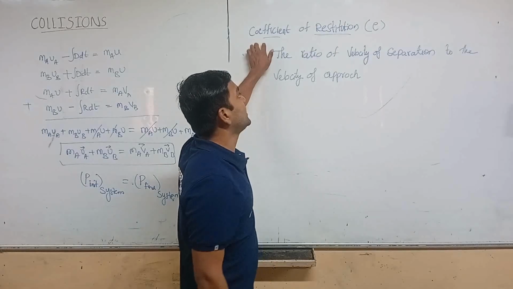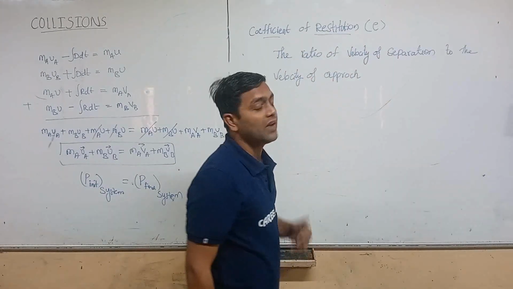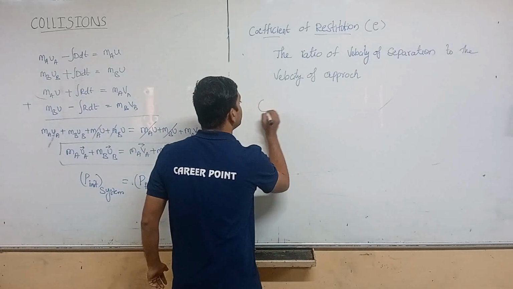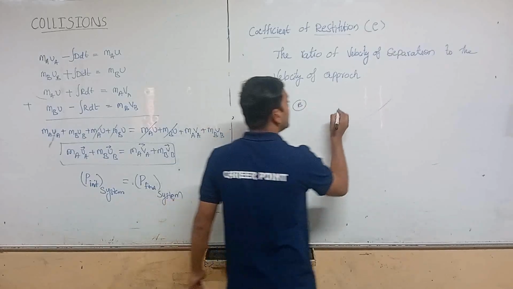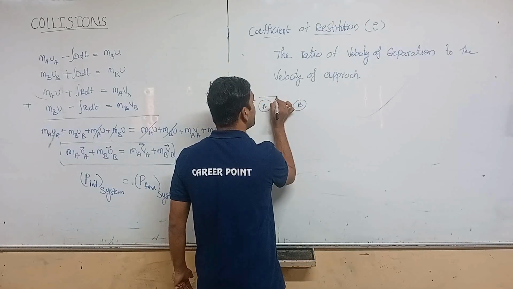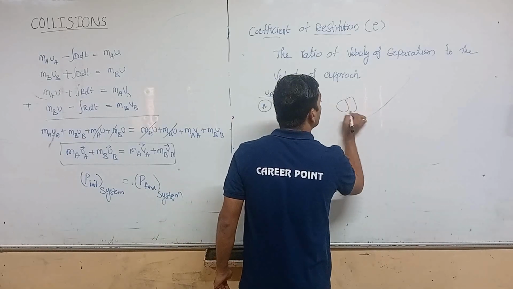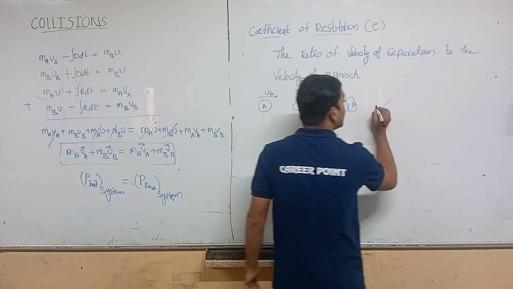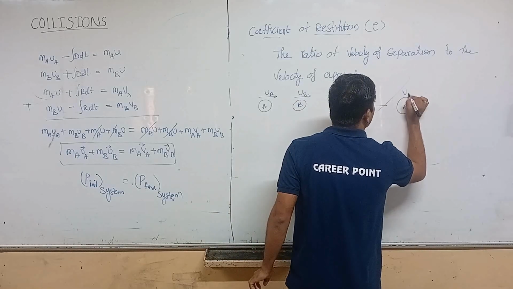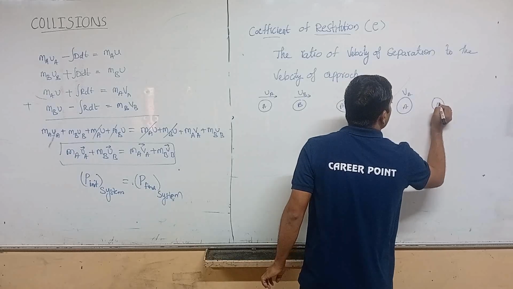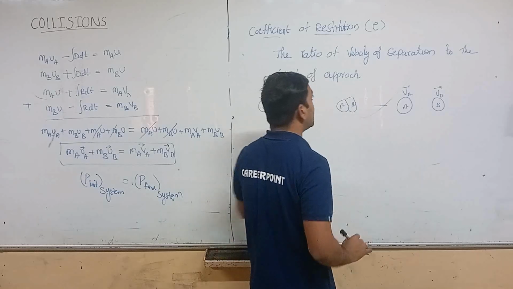Okay, so the coefficient of restitution is the ratio of the velocity of separation to the velocity of approach. Here we can take an object A and an object B. A is moving with UA and B is moving with UB. They both collide, and after the collision, object A is moving with VA and object B is moving with VB.